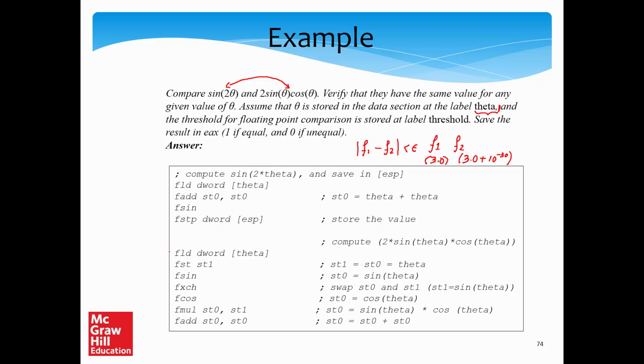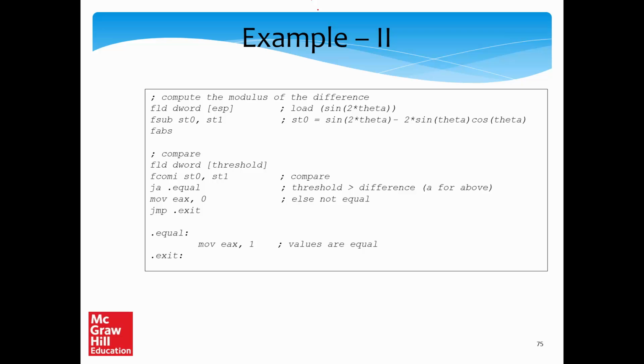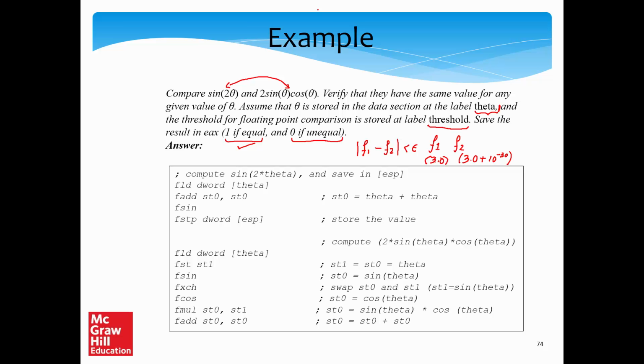In this case, let us assume that this threshold is saved at the label threshold. Finally, after the comparison, let's save the result in EAX: 1 if there is equality and 0 if there is lack of equality. So we expect 1 as an answer all the time. Let's break this example down, because it is long and complicated. As you see, it's a 2-page example, so let's try to understand it slowly, gradually.